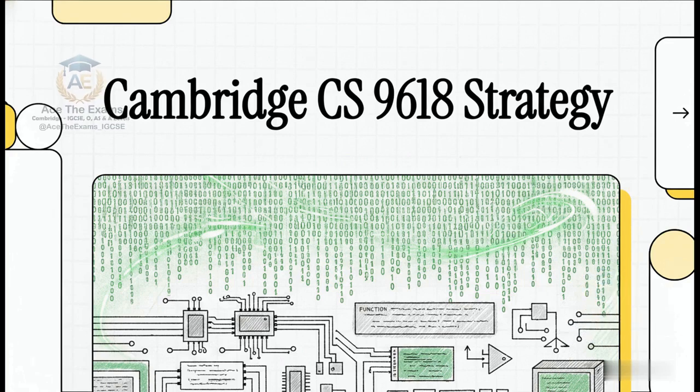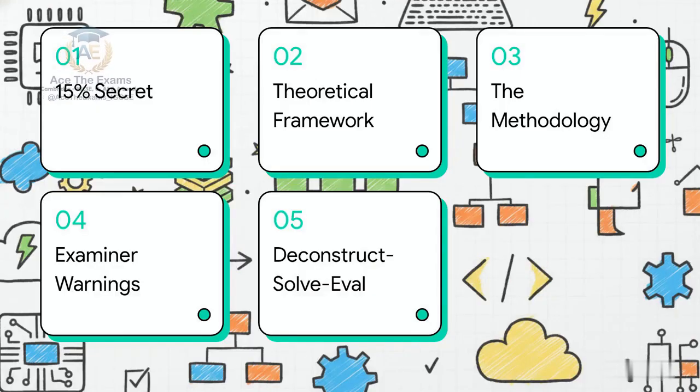I've got both of their flawed answers right here, completely covered in red pen marks from the examiners. By the end of this session, you are going to know exactly how to avoid their mistakes and write the kind of answer that turns that red ink into green check marks. We've got a structured masterclass today covering 5 crucial sections: the 15% secret, the theoretical framework, the methodology, the top 3 examiner warnings, and finally, our signature deconstruct, solve, evaluate system.